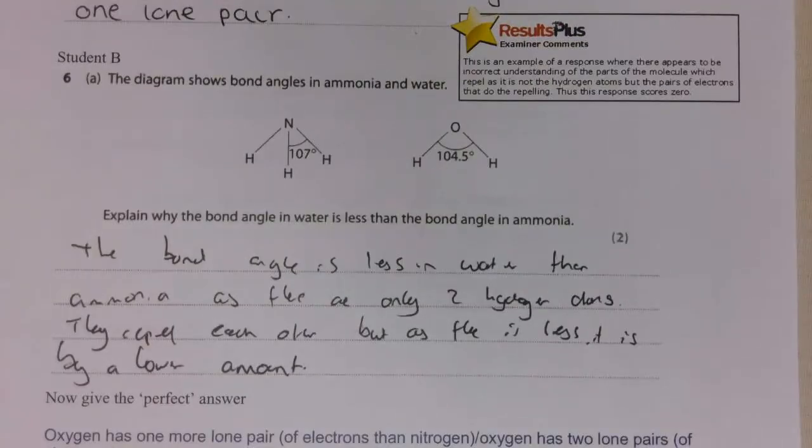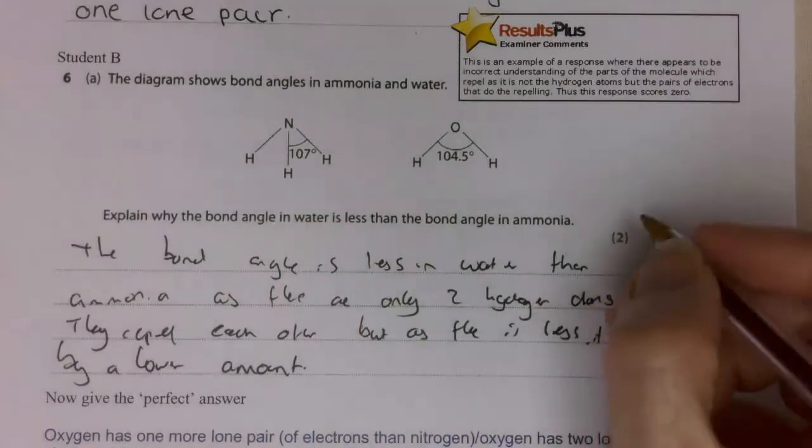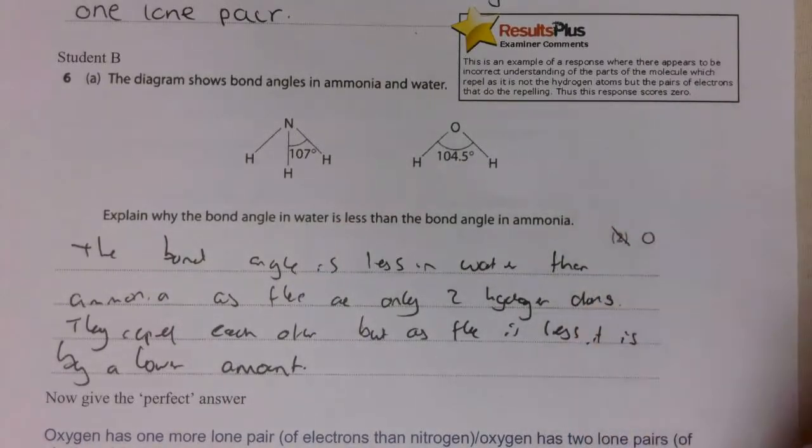The second answer makes a classic error: the student has talked about hydrogen atoms repelling rather than bonding pairs of electrons repelling. So this scores 0. You do need to be very careful that you are talking about bonding pairs of electrons that repel, not atoms, not bonds, and not electrons. The terminology in this is very, very important.